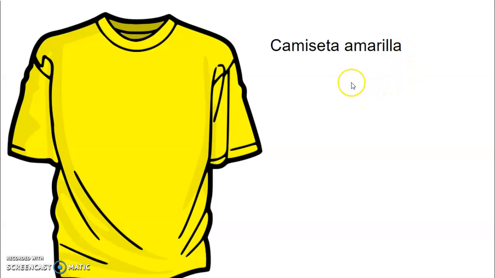So reflect here on your answer. Is this what you put? Did maybe you forget to change amarilla? So if you maybe made a little mistake there, fix that up for the next slides, okay?